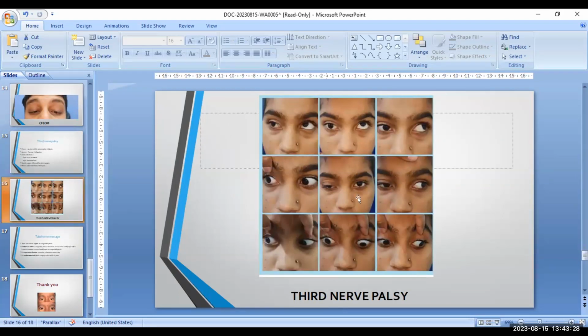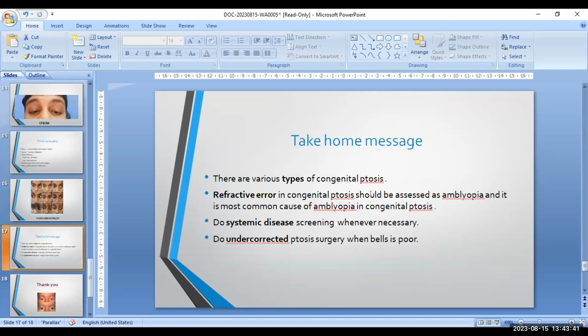Down and out. In this case, there is a right eye third nerve palsy. Only right eye abduction is present. The movements are limited. So what are the important points? There are various types of congenital ptosis, and we have to do refractive error assessment in each congenital ptosis type.